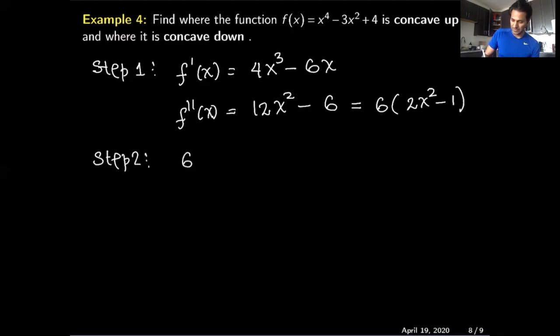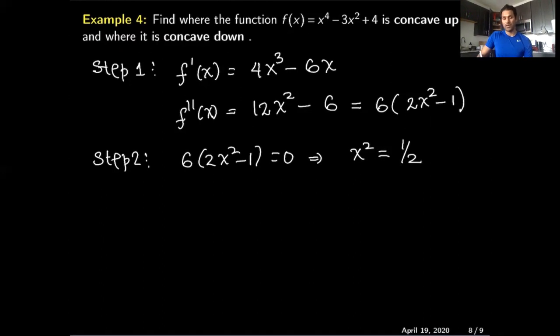In step number 2, we will calculate where the second derivative of the function is 0. So 6(2x² minus 1) is equal to 0. This implies x squared is equal to 1/2, because 6 will divide over to 0, and then I add 1 on both sides and divide by 2. Therefore, x is equal to plus or minus 1 over the square root of 2. In step number 3, we will do the line test.